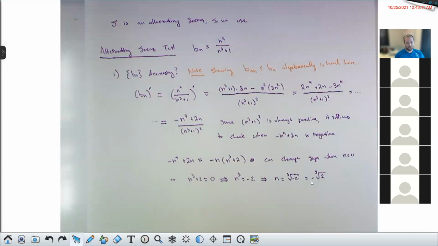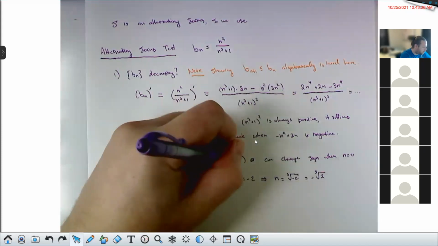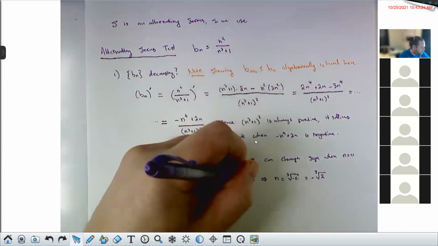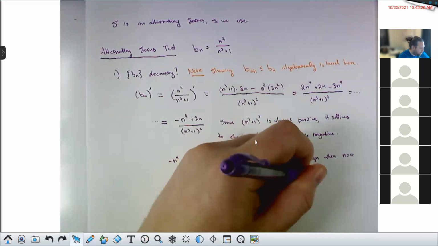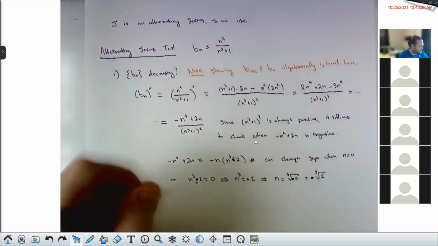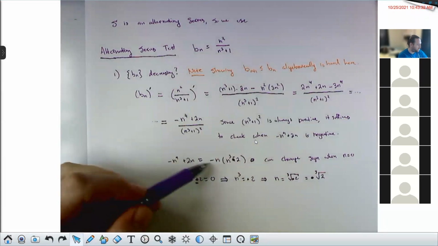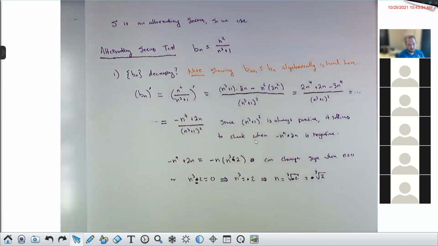Professor, wouldn't it be n cubed minus 2? Oh, yeah, you're right. You're absolutely right. Yep, this should be a minus, which makes this a plus, which makes this positive and positive. Yes, thank you. Yeah, sorry, we factored out a negative n, right? So this became positive, this becomes negative. Thank you.